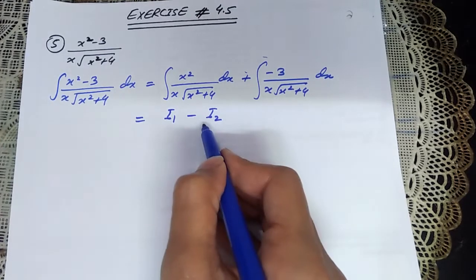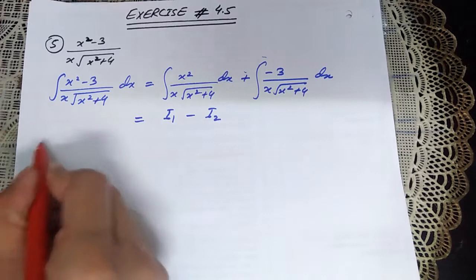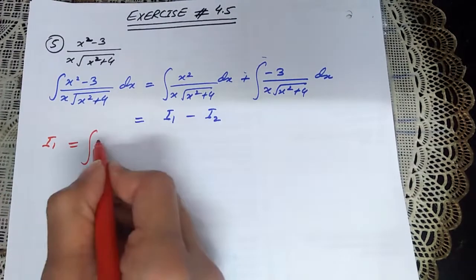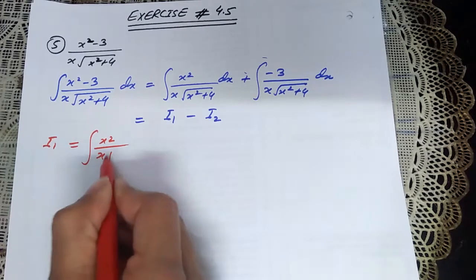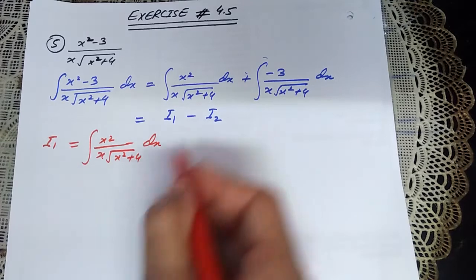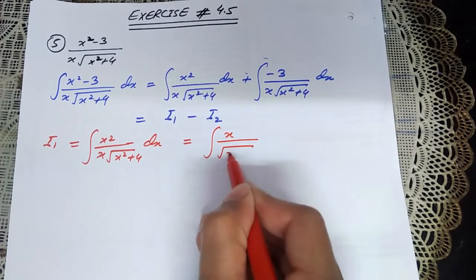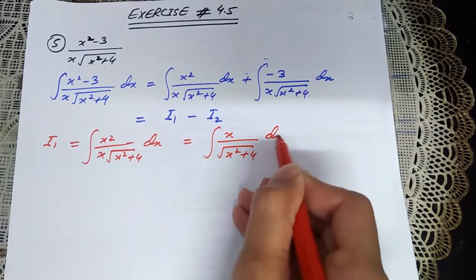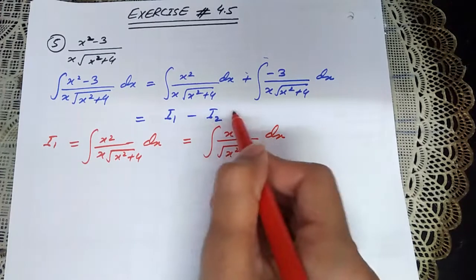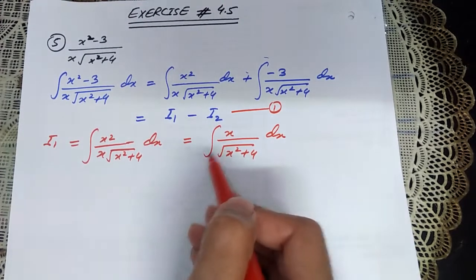I just name these integrals and separately I can solve them. I1 is equal to x² over x into under root x² + 4 dx. That will be equal to x over under root x² + 4 dx. I will just separately solve them and then I will substitute back in this equation number 1. It will be easier to just solve them separately.